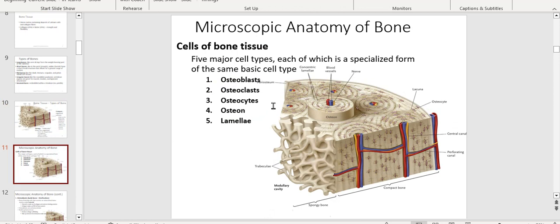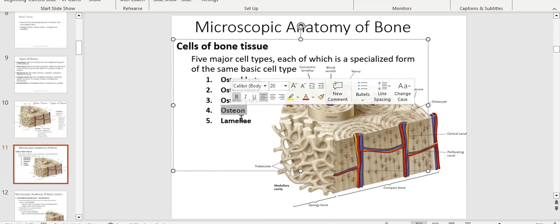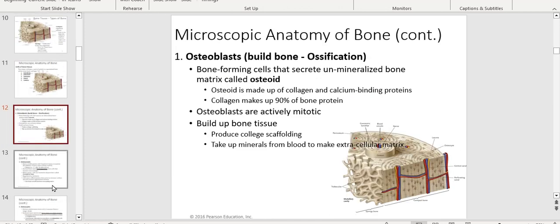So, five major cell types, each of which is a specialized form of the same basic cell. We're going to talk about osteoblasts, B, build bone, and osteoclasts, C, degrade bone. You've got to know those ones. Osteoblasts build bone, osteoclasts degrade bone. Osteocytes deal with pressure. There are osteons, lamella. Let's get on to it, shall we?